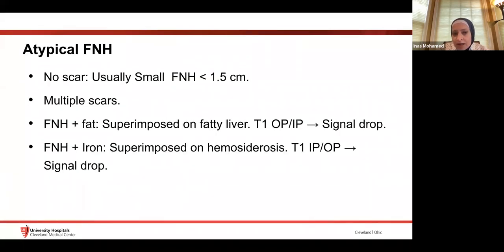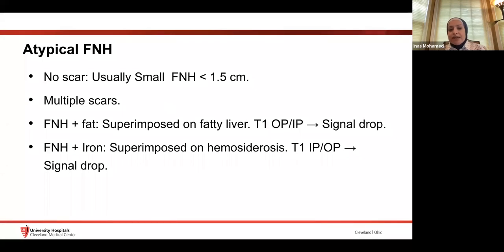Okay, atypical focal nodular hyperplasia is the one that doesn't have a scar. This is usually for smaller sizes. Or the one that has multiple scars. And I want to mention the in phase and the out of phase; we're going to talk about that in detail in a second. As we said, focal nodular hyperplasia is actually liver cells in a weird arrangement. So if the liver is fatty, that lesion is going to be fatty and have intracellular lipids. So it might drop the signal on the out of phase, just like the rest of the liver, okay?